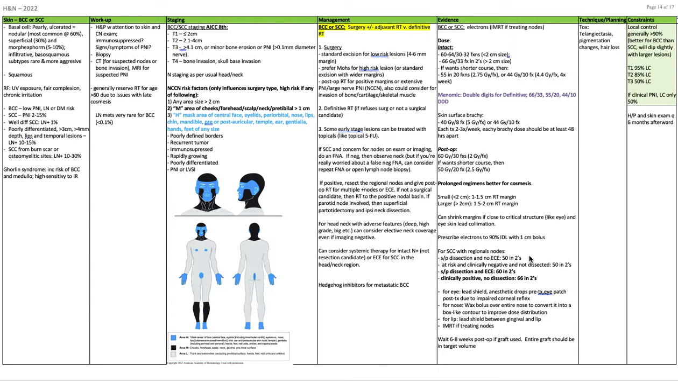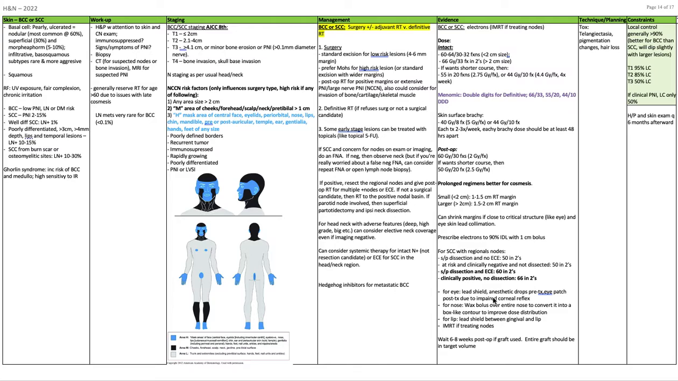For squamous cell cancers with regional nodes, status post dissection and no extracapsular extension, do 50 gray at 2 gray per fraction. At risk and clinically negative and not dissected, 50 gray at 2 gray per fraction. Status post dissection and ECE, 60 gray, 2 gray per fraction. Clinically positive, no dissection, 66 gray, 2 gray per fraction.